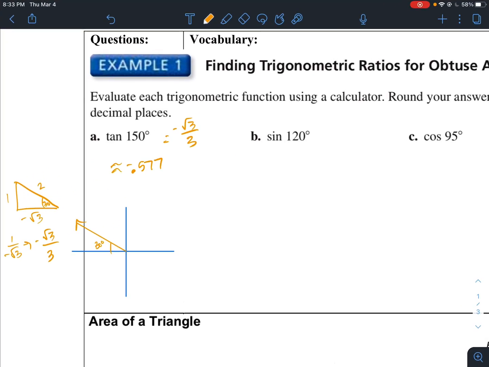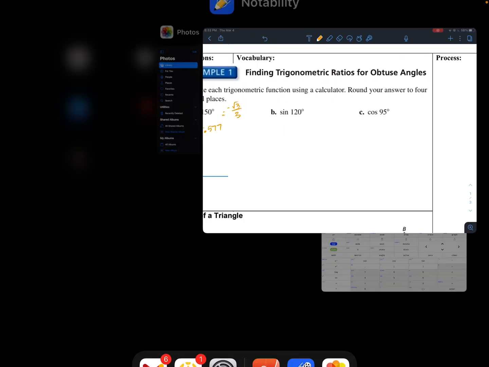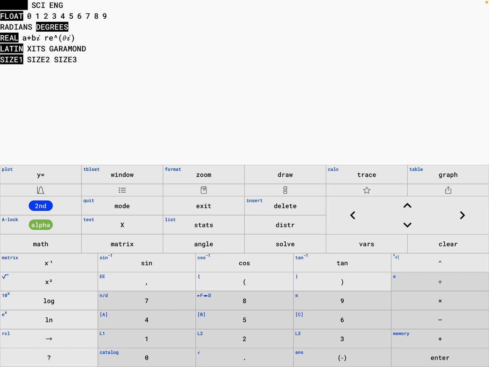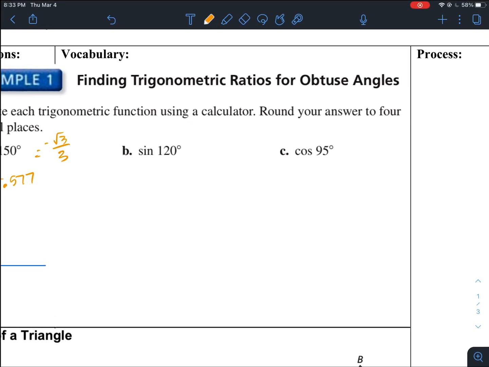Okay. So you can do the rest right here. Just in your calculator, you're able to punch these in. So sine of 120, cosine of 95. So you can use your calculator for that. Just remember, of course, go to your mode and make sure that you are in degrees and not radians.